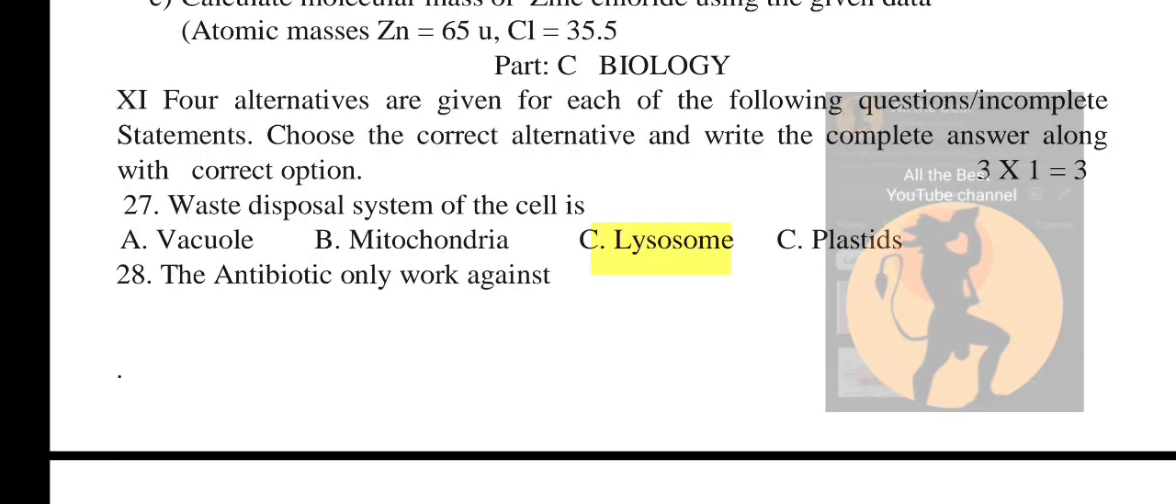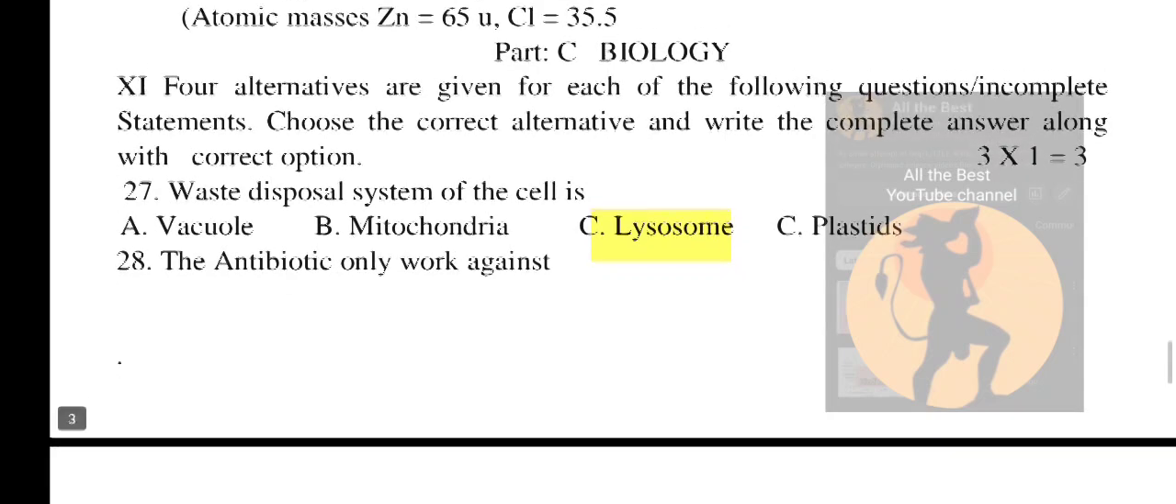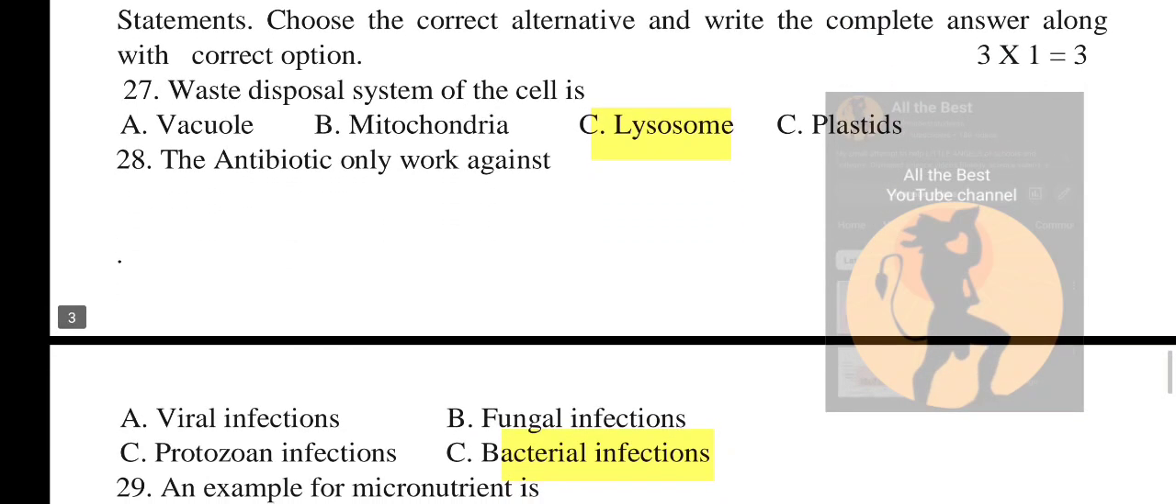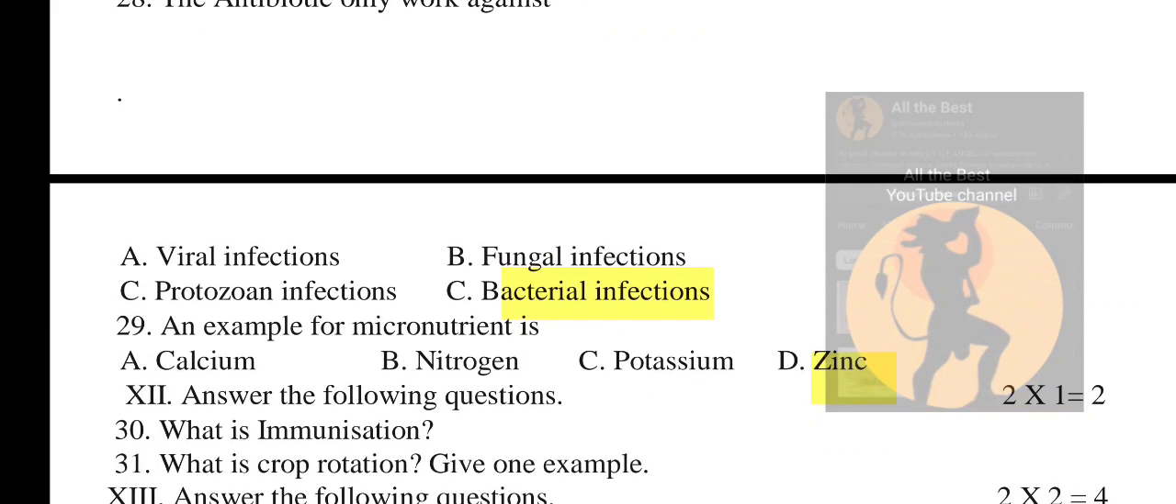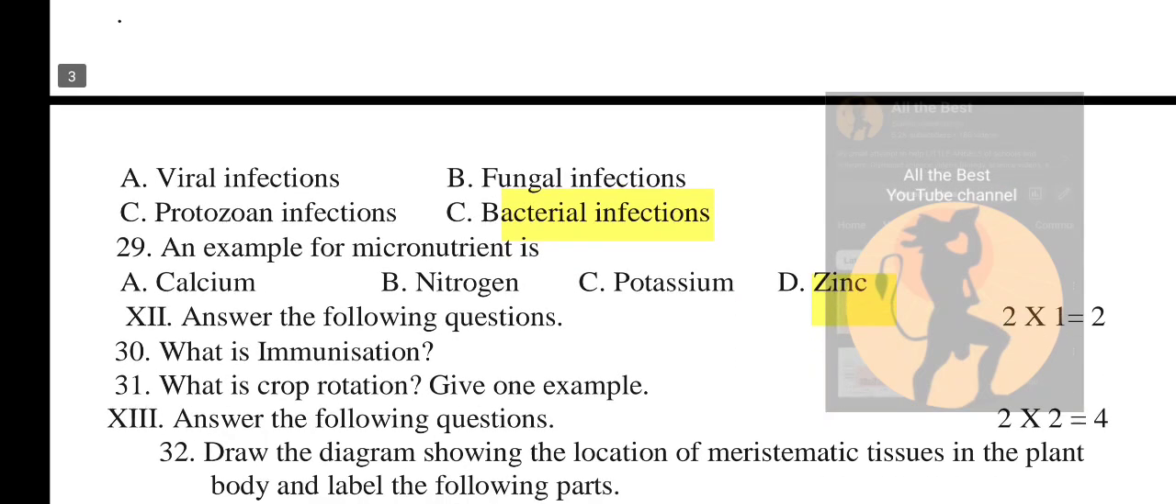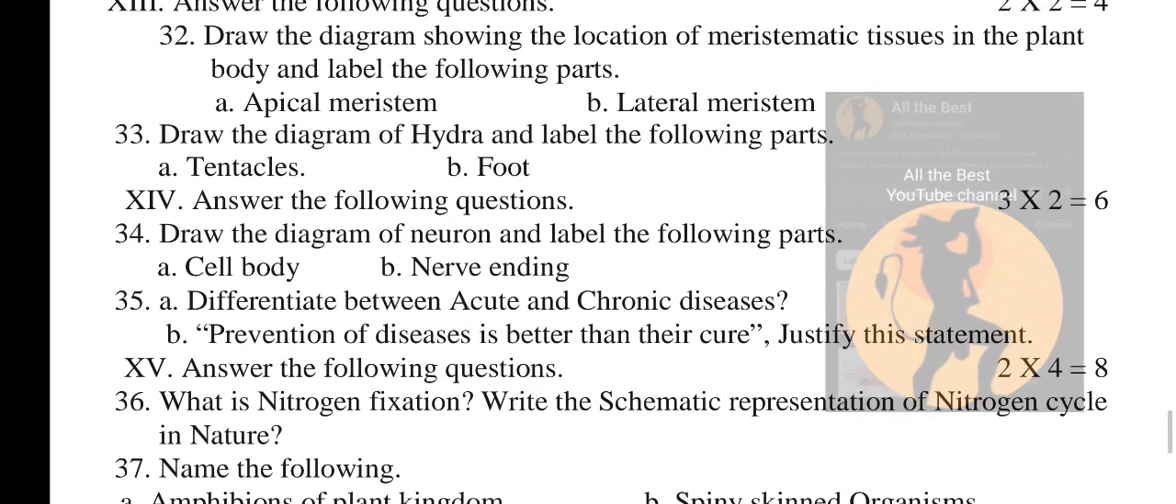Biology. The waste disposal system of the cell is: vacuole, mitochondria, lysosome, or plastids. Lysosome is the right answer. Antibiotics only work against viral infection, fungal infection, protozoan infection, or bacterial infection. So bacterial infection. An example of a micronutrient is calcium, nitrogen, potassium, or zinc. Zinc is the right answer.